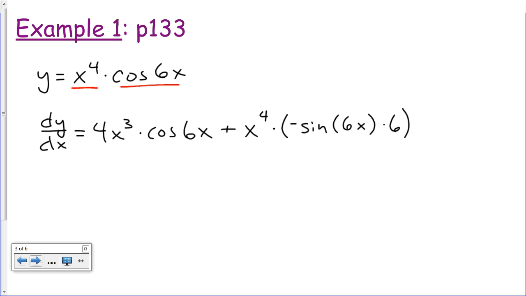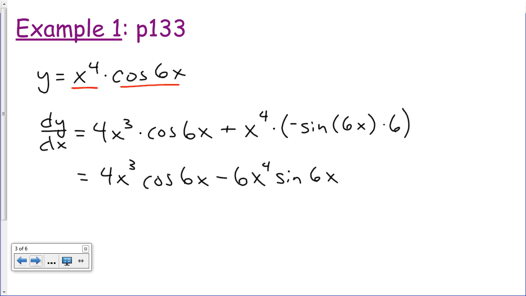And let's just rewrite this here slightly. Combine your constants, and if there's anything else that we can obviously do, we'll also combine those things. But I see I've got 4x cubed, cosine of 6x. There's nothing really I can do with that. And then I've got plus, actually I'll make that a minus here because I got a negative sign. So I've got minus 6x to the 4th sine of 6x. And you can leave it right like that in that form there.